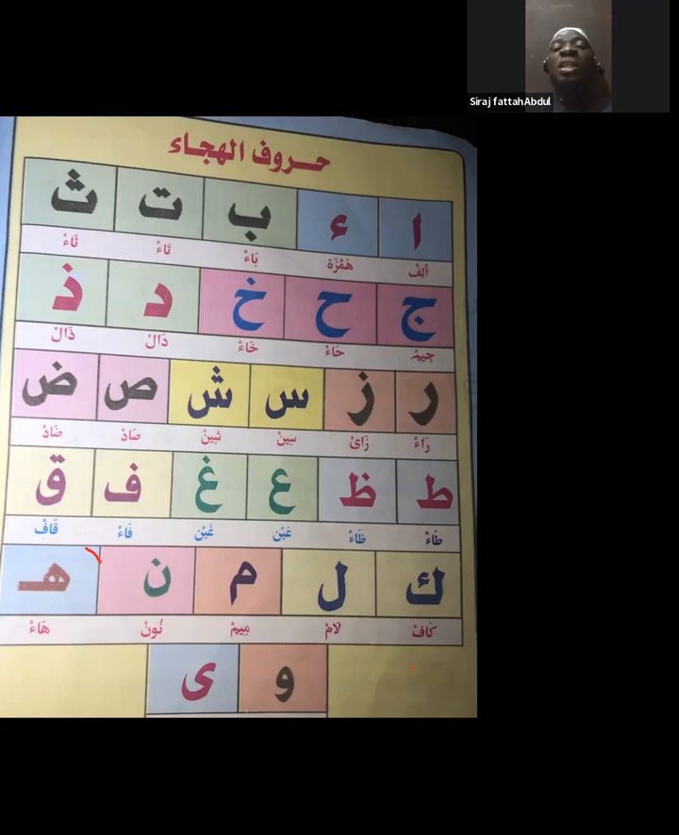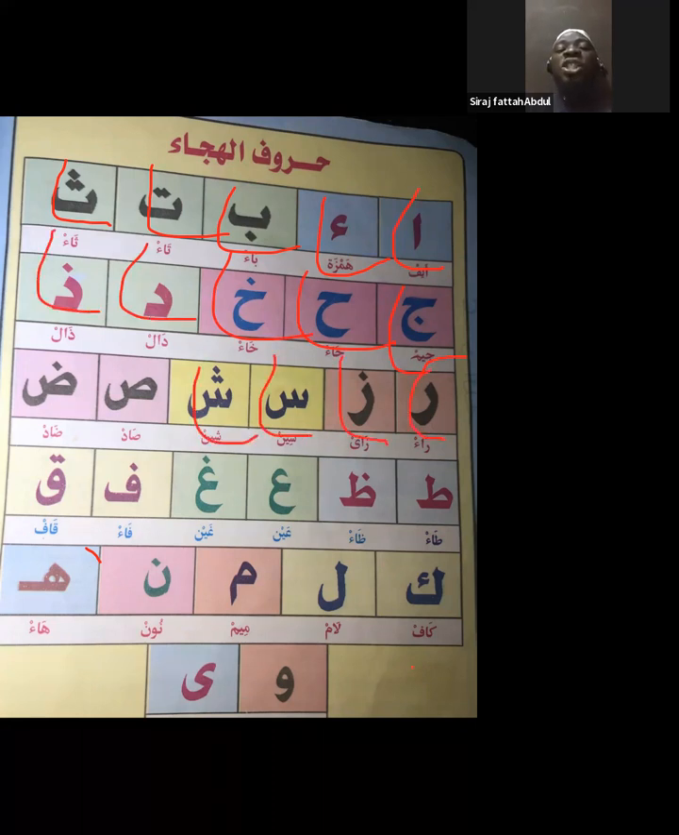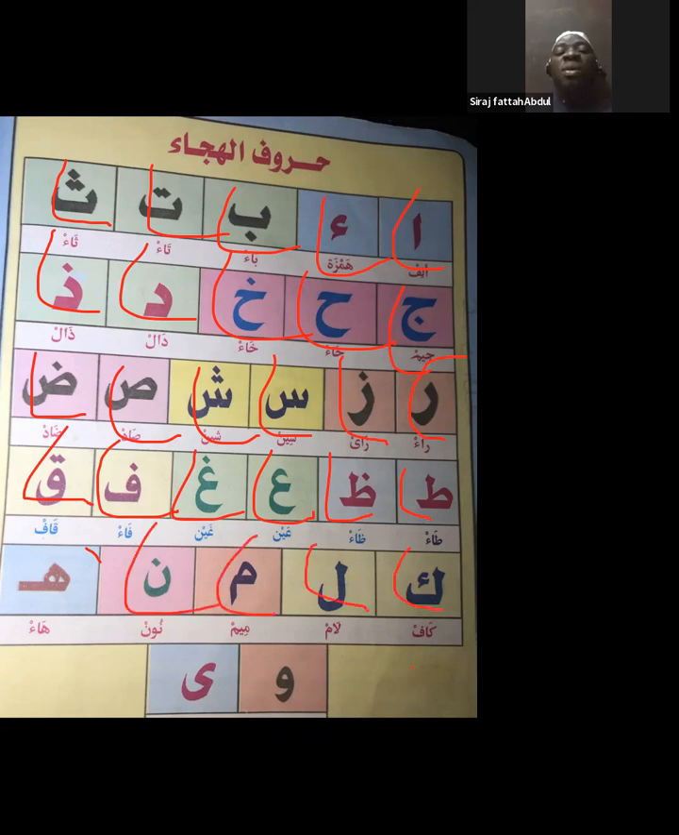Let's start again. This is Alif, Hamza, Ba, Ta, Tha, Jim, Ha, Kha, Dal, Zal, Ra, Zay, Sin, Shin, Sad, Dad, Ta, Dha, Ain, Ghain, Fa, Qaf, Kaf, Lam, Mim, Nun, Ha, Wa, Ya.